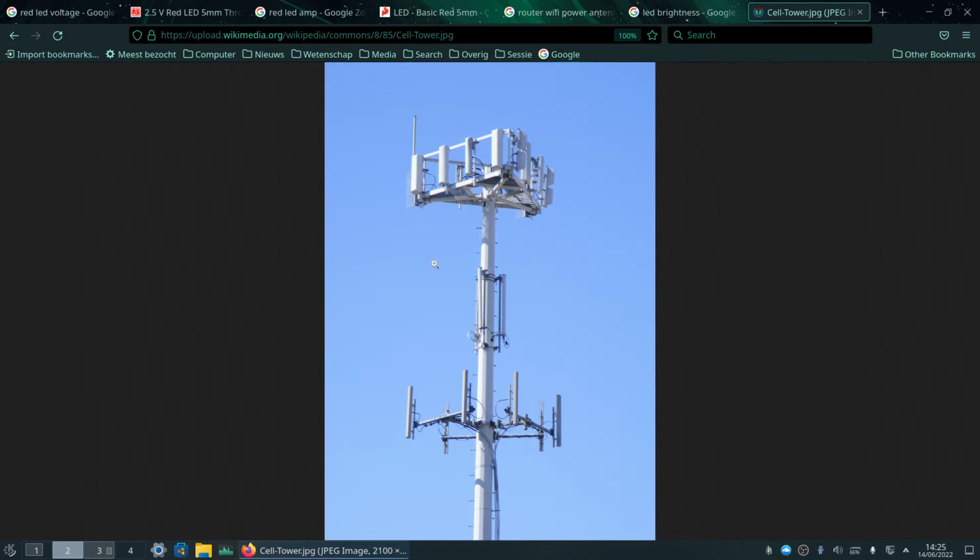Like you do not stare into the sun, you should not stare into a cell phone tower. These are very powerful. You do not stare into the sun, even though you cannot see the ultraviolet or the deep infrared from the sun, but it is there. Simply do not look into a cell phone tower.